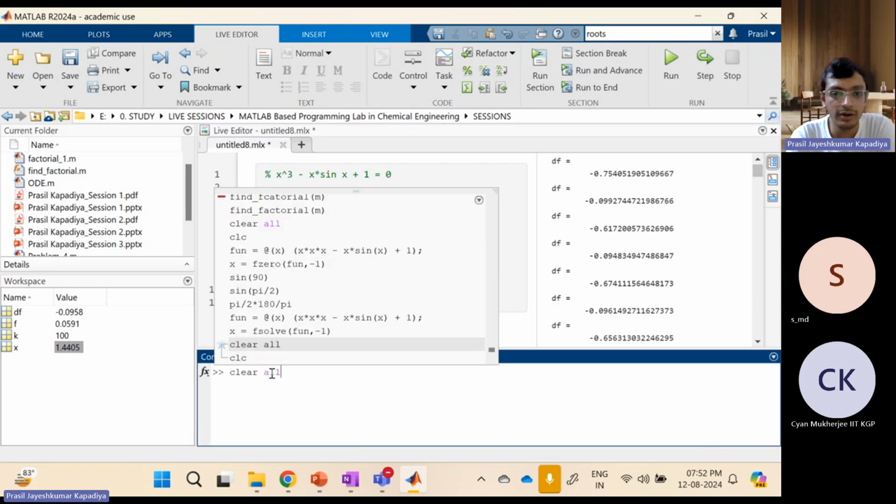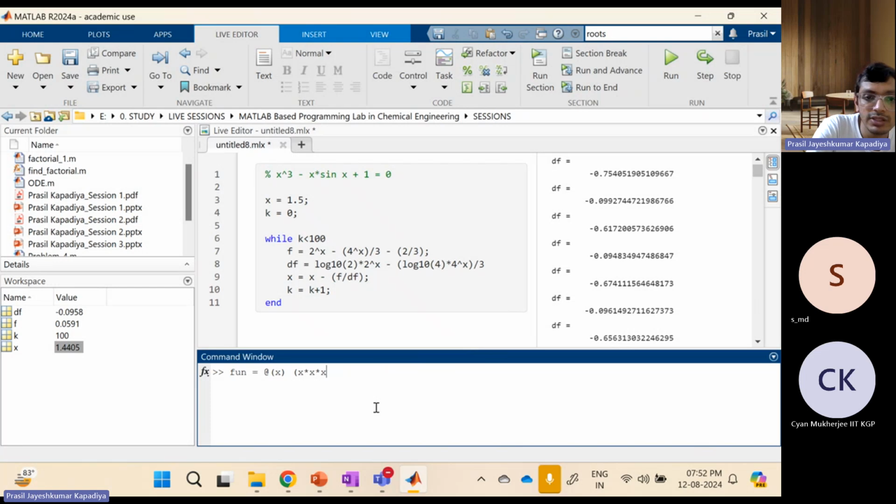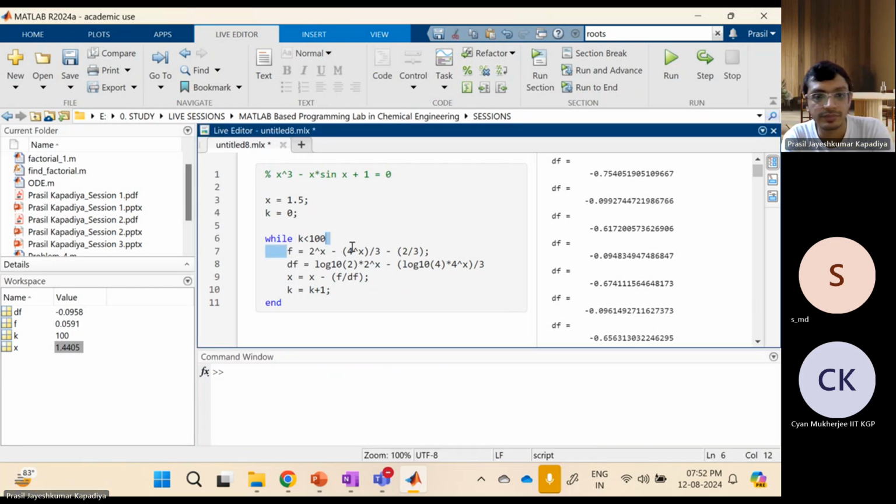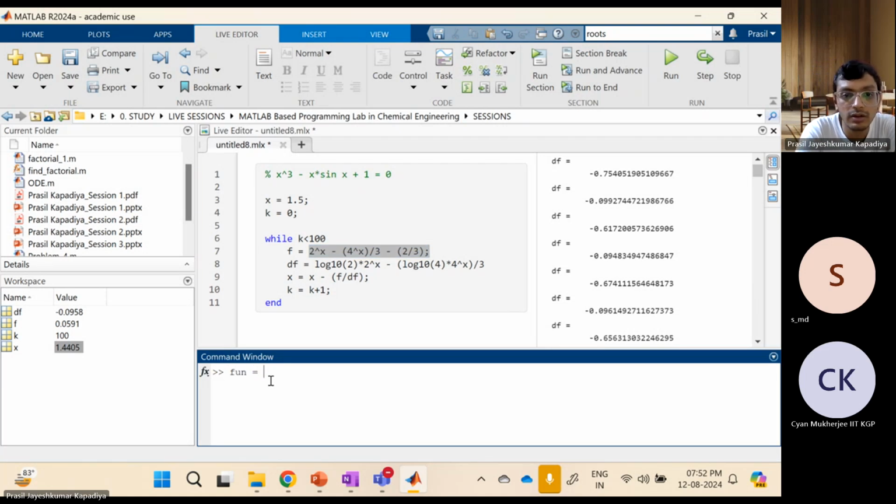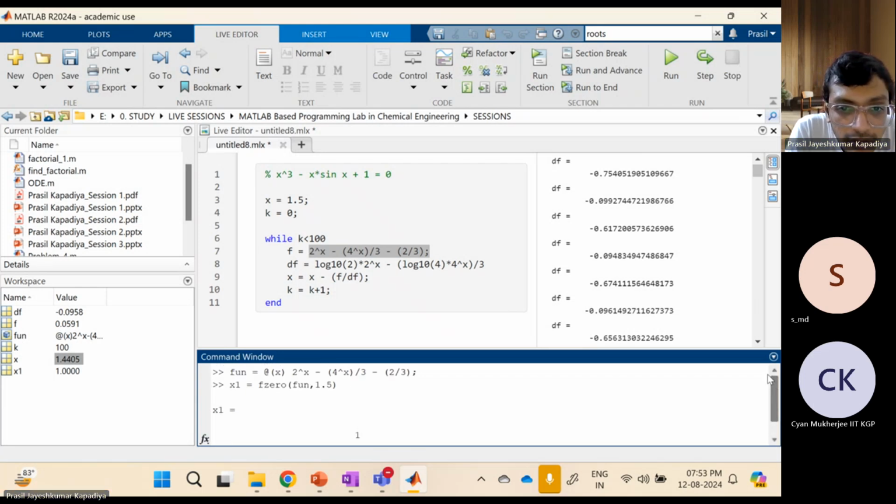So let's try it with the fzero command. I will just copy this function from here, at the rate of x in this equation, and I will write x1 equal to fzero of this, so it won't overwrite this x0. I can't see the answer. Okay, it's not printing anything.